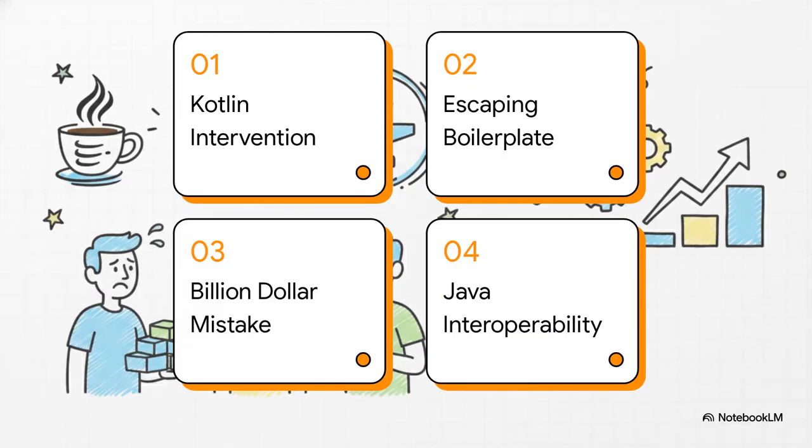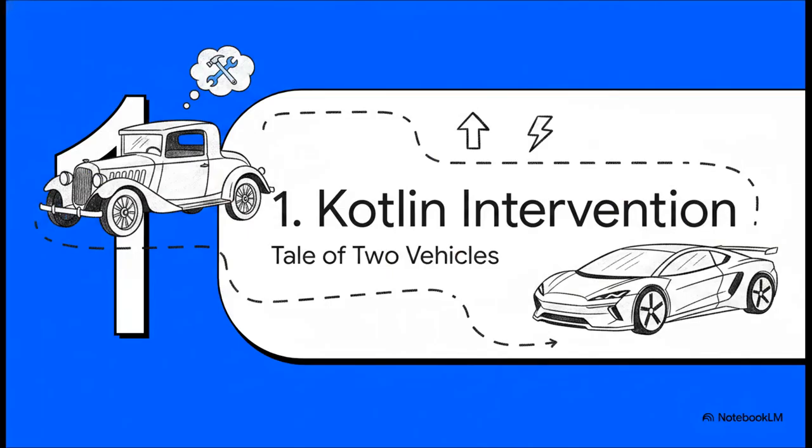Okay, so here's our intervention plan to rescue your code base. We're going to cover the Kotlin intervention, escaping that Java boilerplate, confronting the billion-dollar mistake, and finally, seamless Java interoperability. Let's kick things off with Section 1, the Kotlin intervention, a tale of two vehicles.